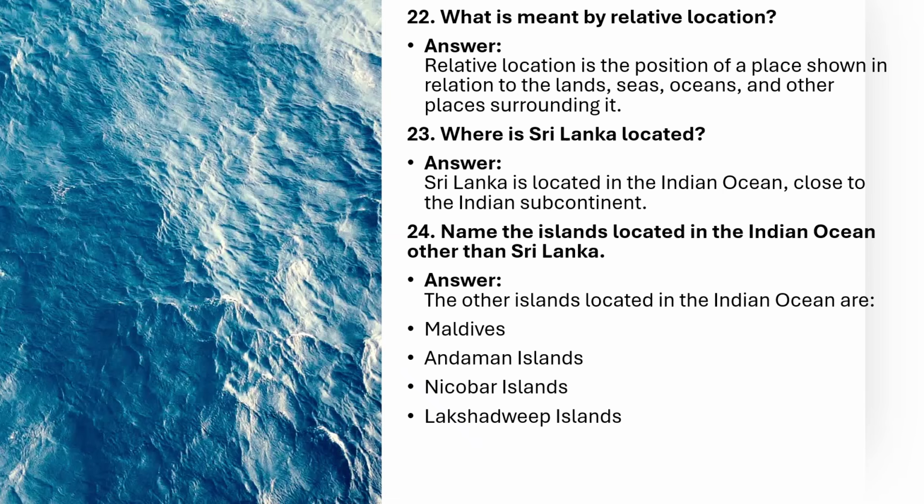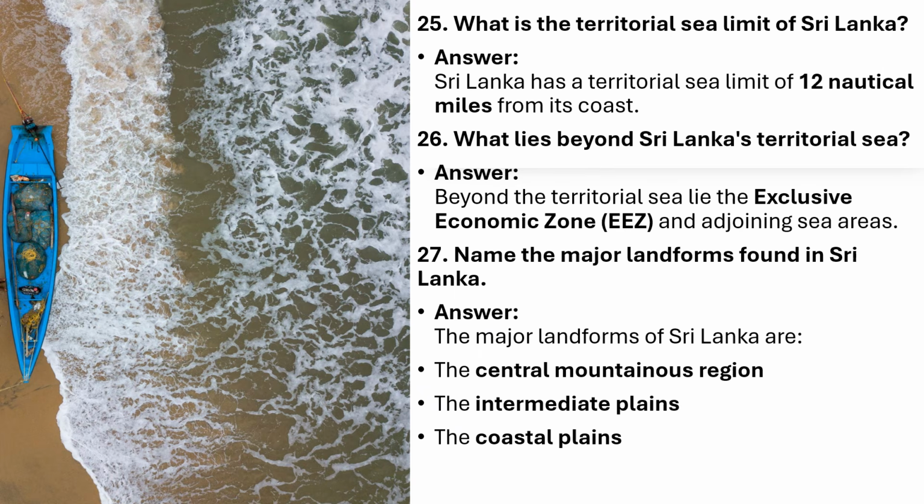Name the islands located in the Indian Ocean other than Sri Lanka. Answer: the other islands are Maldives, Andaman Islands, Nicobar Islands, and Lakshadweep Islands. What is the territorial sea limit of Sri Lanka? Sri Lanka has a territorial sea limit of 12 nautical miles from its coast. What lies beyond Sri Lanka's territorial sea? Answer: beyond the territorial sea lies the Exclusive Economic Zone, also known as EEZ, and adjoining sea areas.